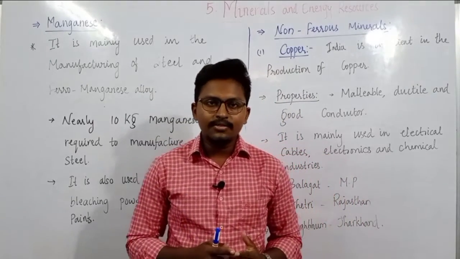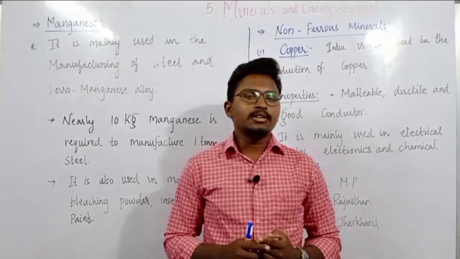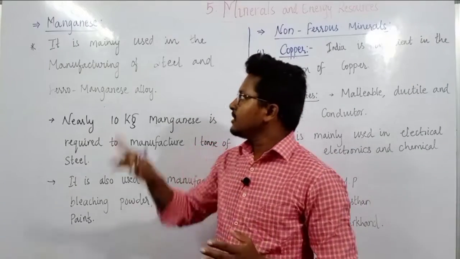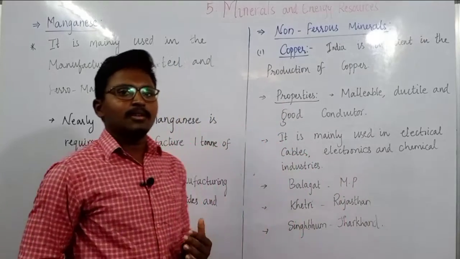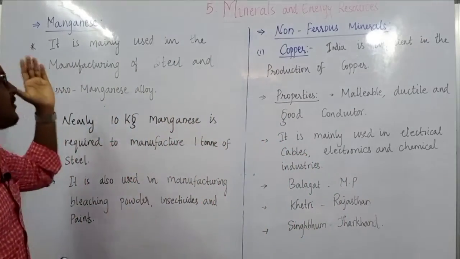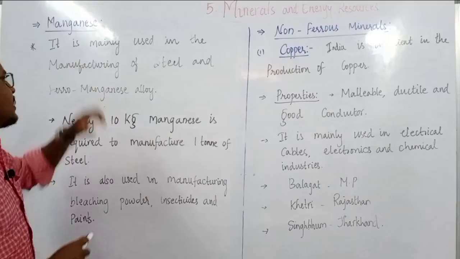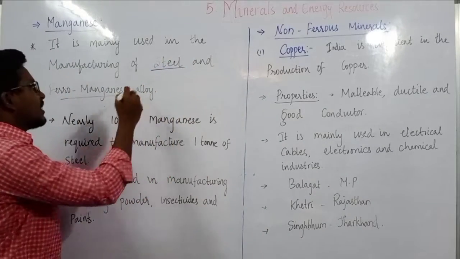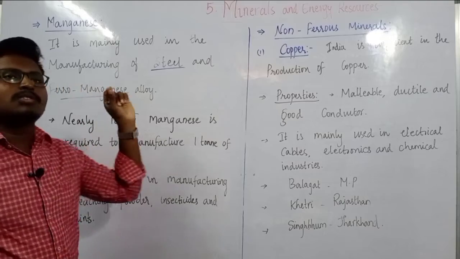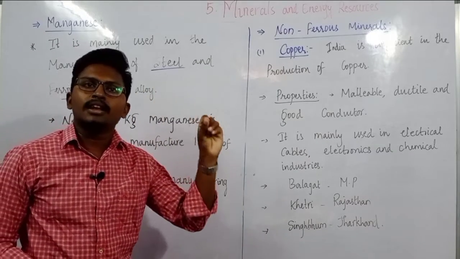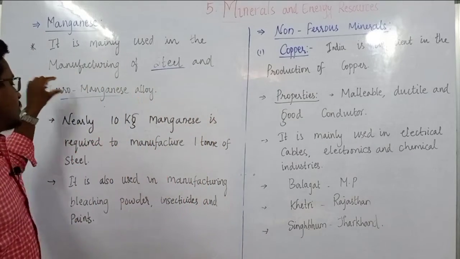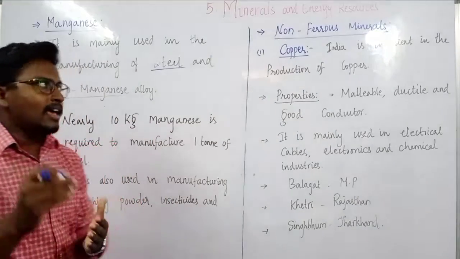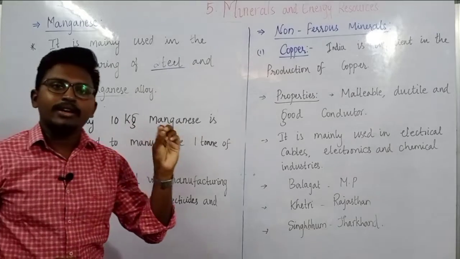Now, in continuation with that, the next topic which we are going to discuss is another ferrous mineral which is available in the country, that is manganese. So let us discuss this manganese. It is mainly used in the manufacturing of steel as well as ferromanganese alloy. Ferro means those metals which are related to iron ore. So it is mainly used in the manufacturing of steel as well as other iron ore related metals.